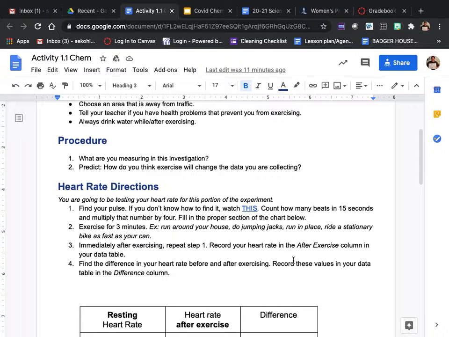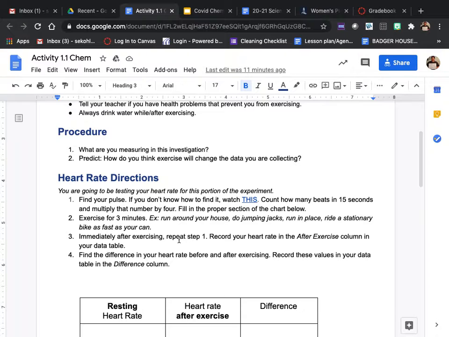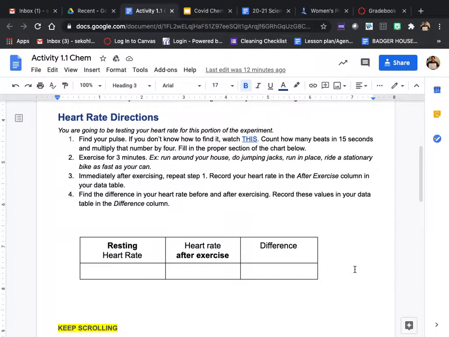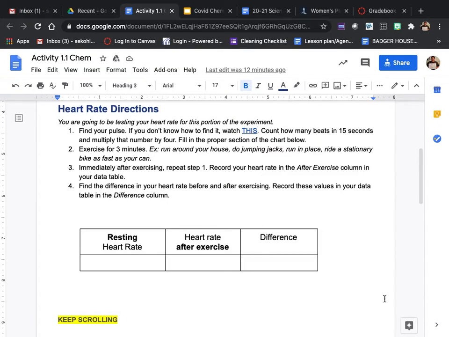As you go through this lab, you're going to see that we have directions on how to find your heart rate by this video, if you don't know how to find your pulse. It gives you directions on what to do. You will have to exercise for 3 minutes. And then here's a chart for you to put your resting pulse or heart rate, and then your pulse or heart rate after you're done exercising for 3 minutes, and then make sure you find the difference.